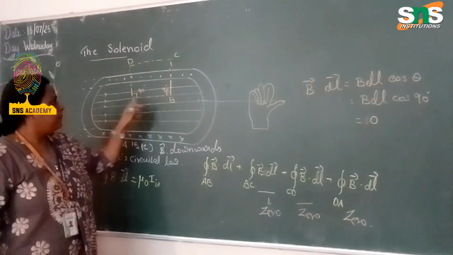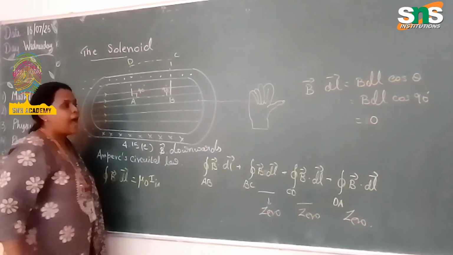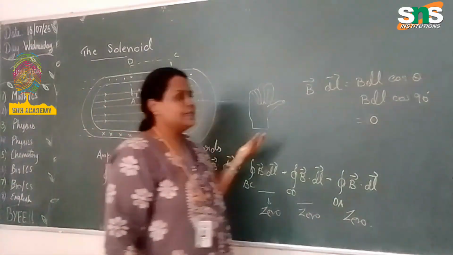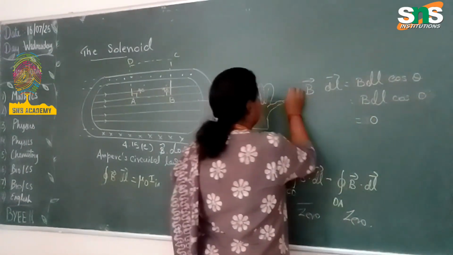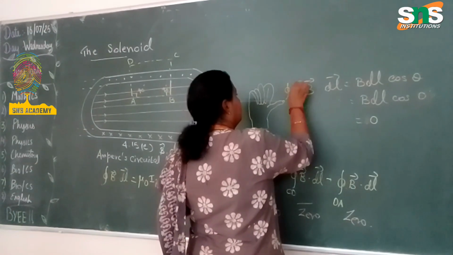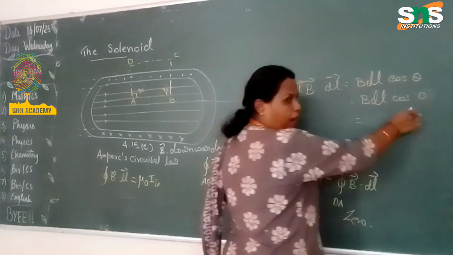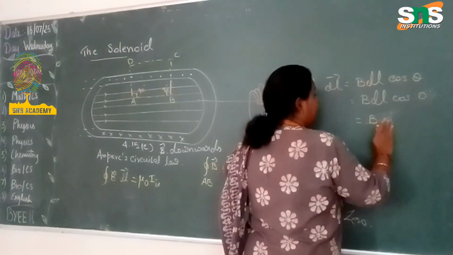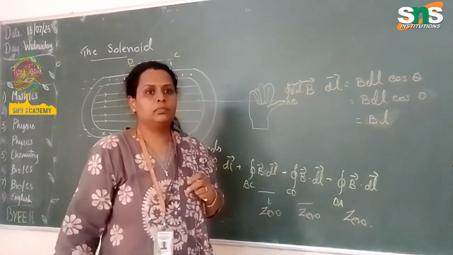So AB, if you consider this, it is along the axis. So what is the angle made by the AB part? It's 0, am I right? So cos 0 degrees for AB is 1, so it is B dl, am I right? Very good. So it will be B.